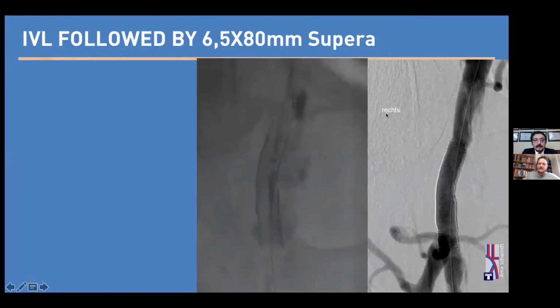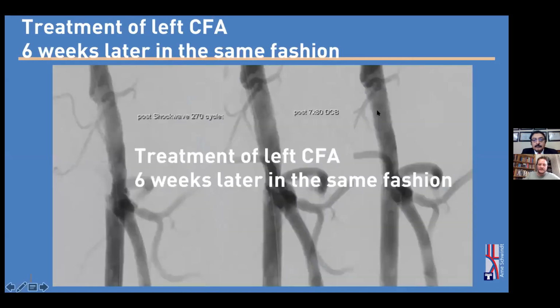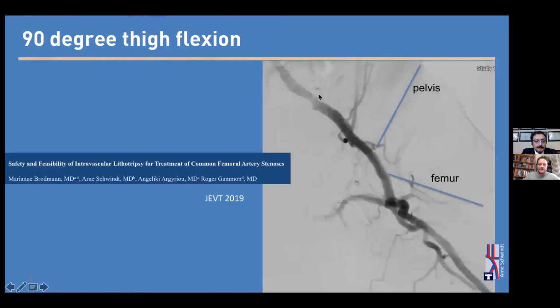You see that there's quite a nice result in the end. Six weeks later, we came back for the left side, puncturing through the stent on the right side, and then recanalizing on the left side, and also after IVL finishing with a woven stent. Here you see a functional angiogram with a 90-degree bent thigh, and you see how well the stent works in this case. We published this already in collaboration with Marianne Brodmann from Graz, in the Journal of Endovascular Therapy last year, the acute results in treating the CFA with lithotripsy.